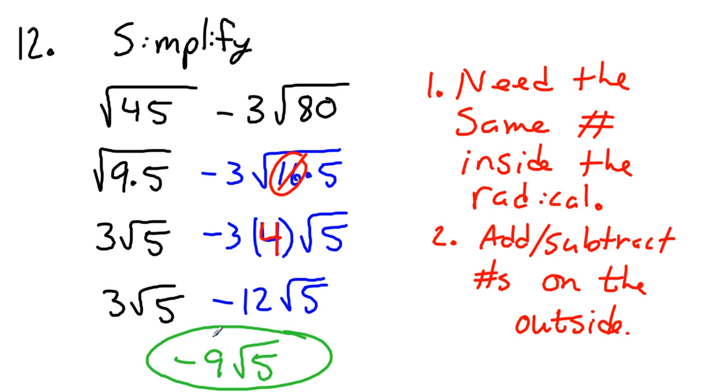So when you're adding and subtracting, the only thing that changes is the outside numbers in front of the radical. Everything on the inside of the radical stays the same.